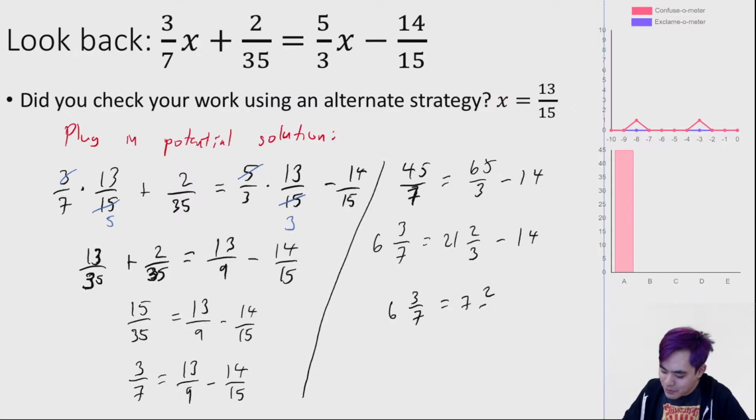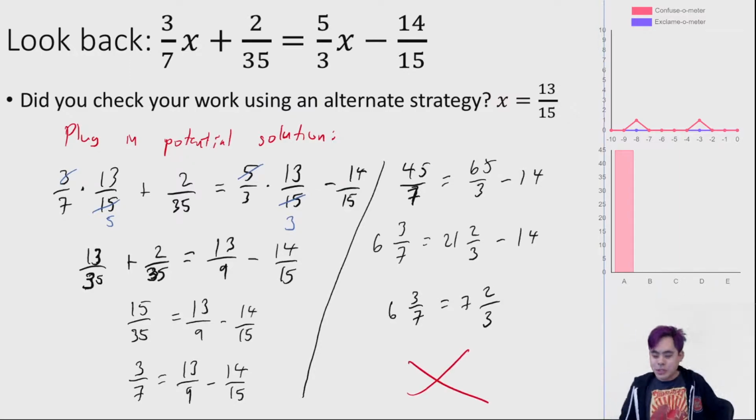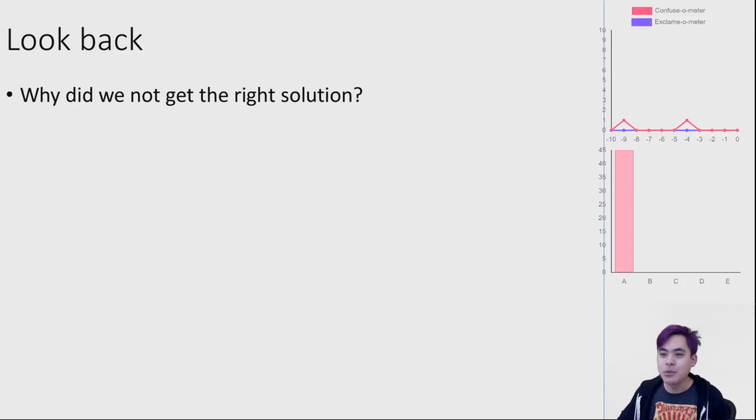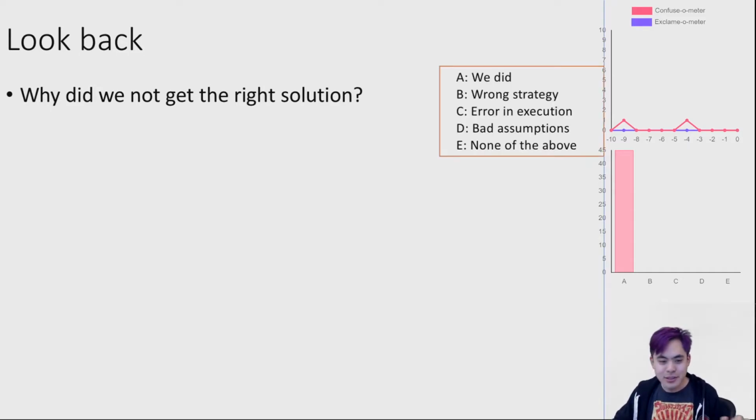This is a problem. So we solved for x, but then when we went back and checked, things went wrong. So why did we not get the right solution? Actually, let me reset before you reply to this. Why did we not get the right solution? Did we use the wrong strategy? Did we have an error in the execution? Bad assumptions? Or none of the above?